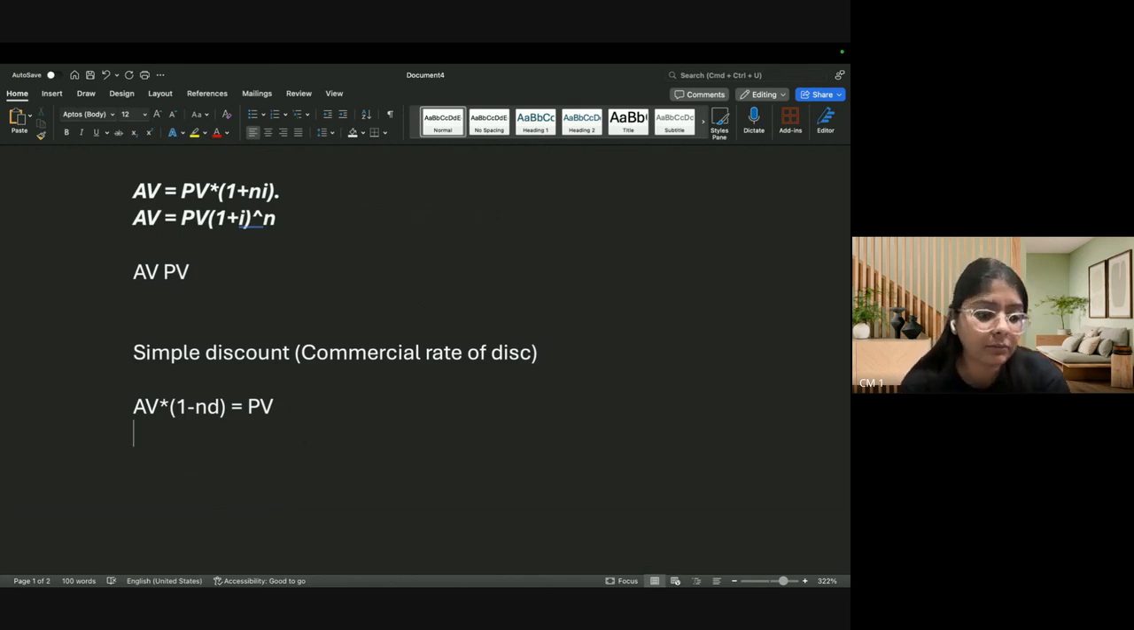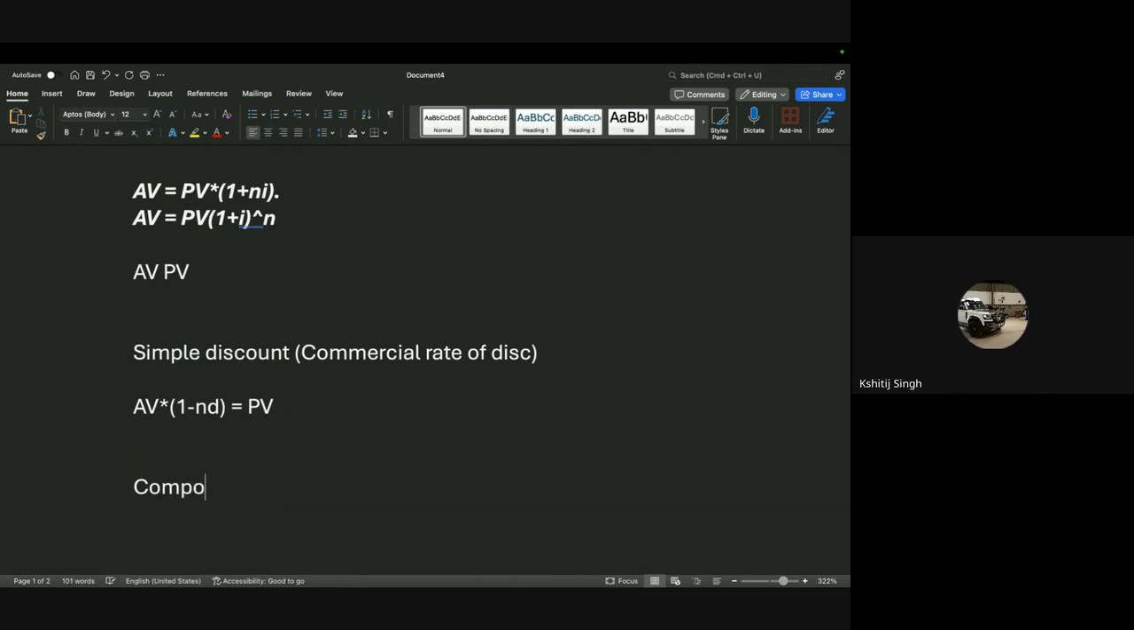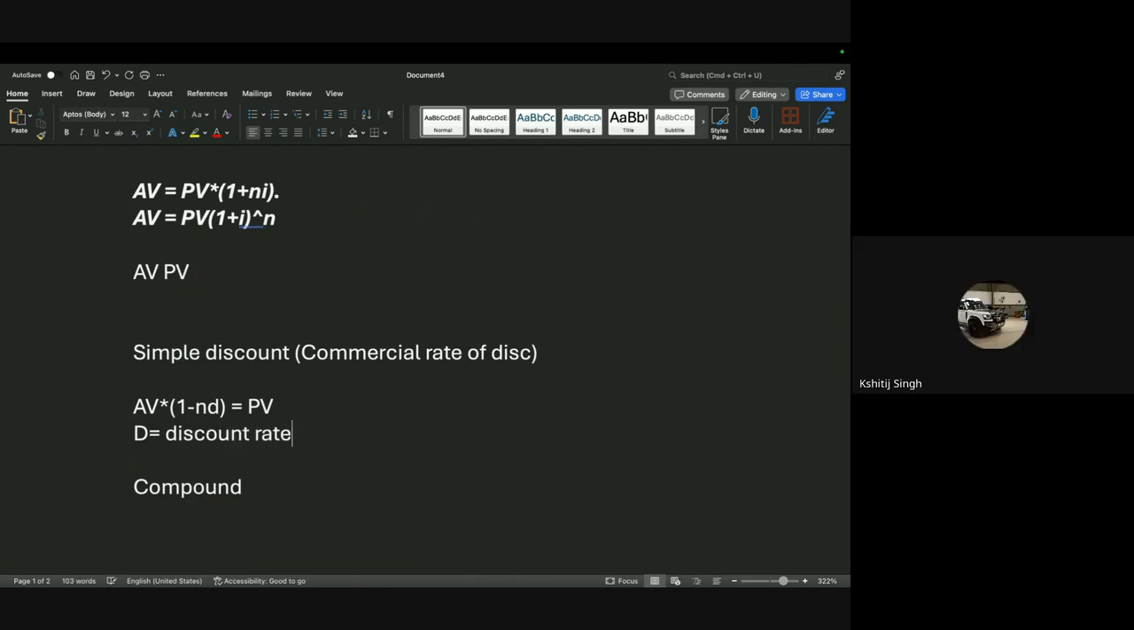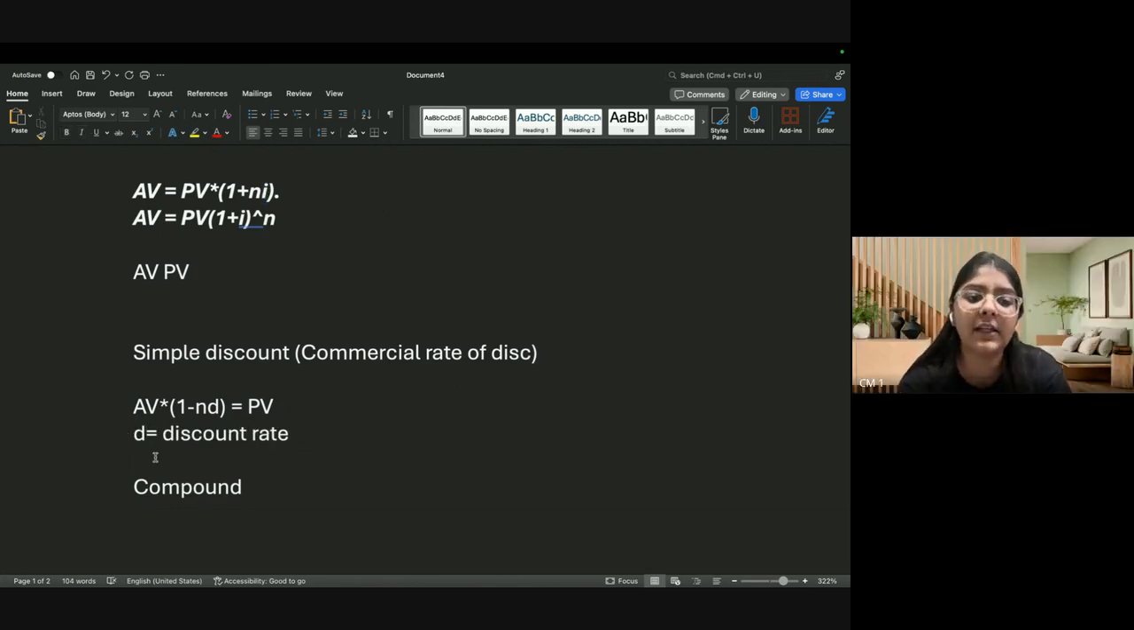Understanding? What is D, is it the compound discounting? Yes, D is the discount rate. Similar to interest, where I is the rate of interest being charged, D is the rate of discount.